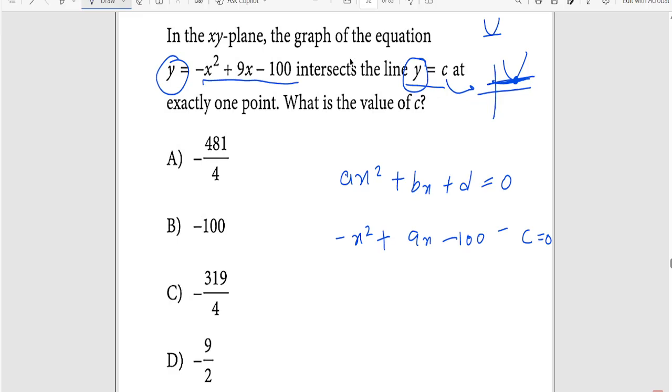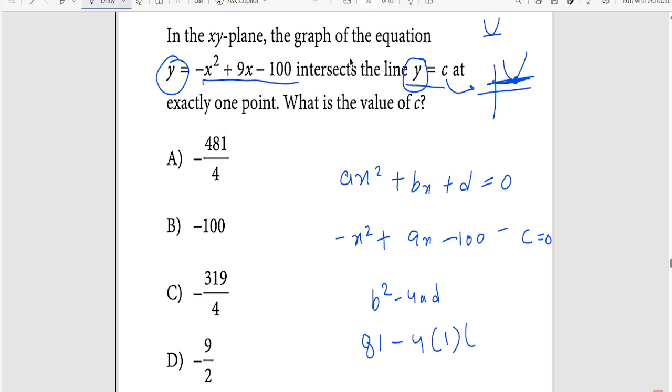So basically we use the discriminant, which is b square minus 4ac. If we find this b square minus 4ac, b is 9, so 9 square is 81 minus 4. What is a? I mean, a is 1.